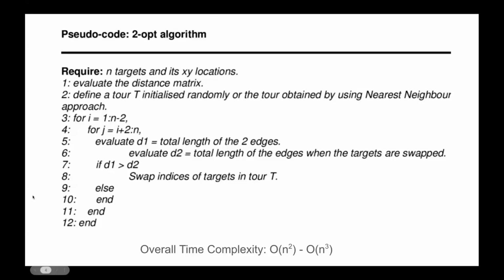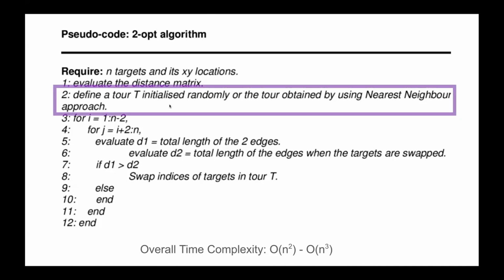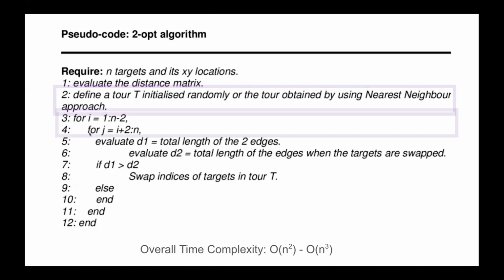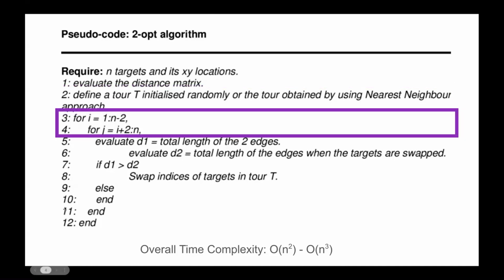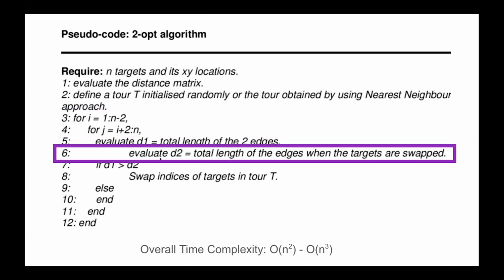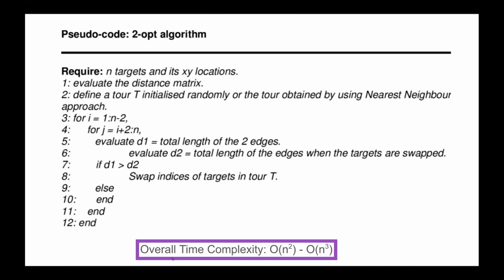Now, going over the time complexity of the algorithm, this is a summary of what the algorithm would look like. If we pay attention here, defining a random tour would take about a time complexity of O(n). And we have a double for loop here, which would make a time complexity of O(n squared). Then evaluating D2 could range from taking instant or taking up to O(n), depending on how different the tour is once the edges are swapped. Hence, the overall time complexity ranges from about O(n squared) to O(n cubed).